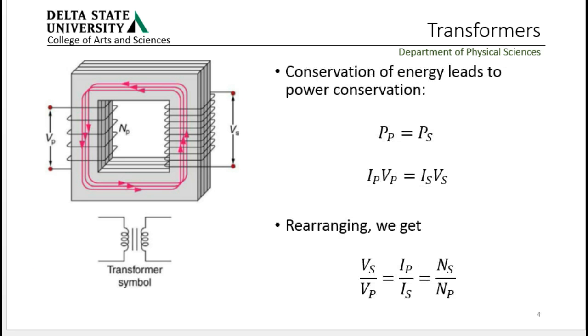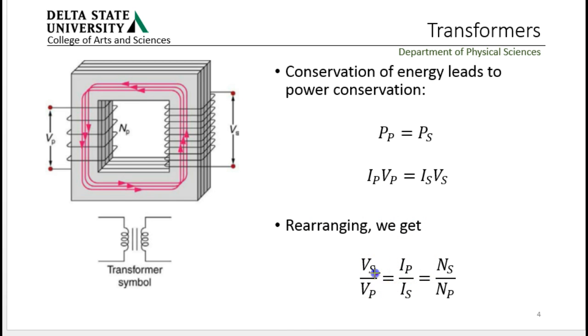Now, if we look at what this means in terms of conservation of energy, we get another result, because the power on both sides is going to be the same. No power is dissipated in the transformer itself to a great extent. There's a little bit, but for the most part, none. So the power in the primary equals the power in the secondary. The power in the primary is just the current in the primary times the voltage on the primary. So that has to equal the power in the secondary, which is just the current in the secondary times the voltage in the secondary. If we rearrange those, we get Vs over Vp equals Ip over Is.